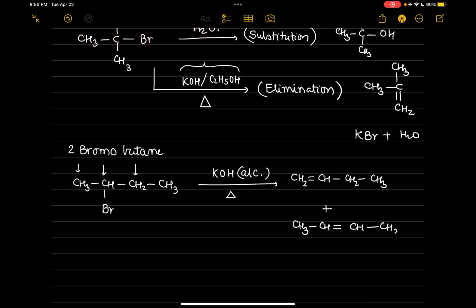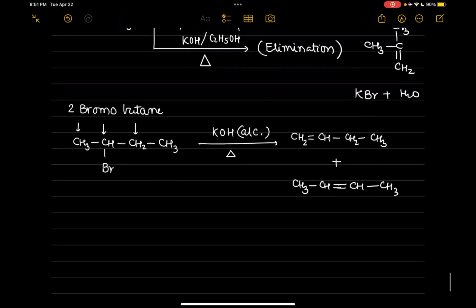Now, because we have hydrogen on both sides, we have two options available, either to form the double bond this side or that side. So which is the major product? What do you mean by major product? The main product, which is formed in larger percentage. Is it clear or not? Which is the major product? Can you tell me?